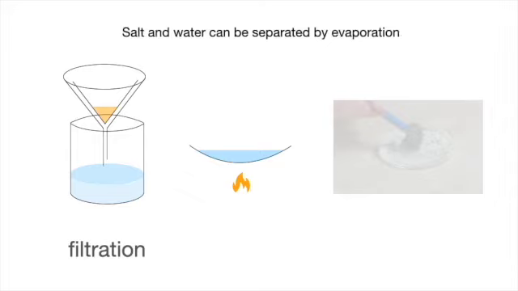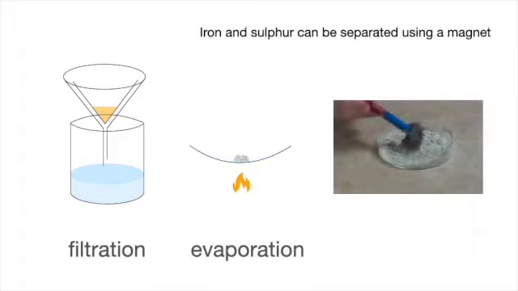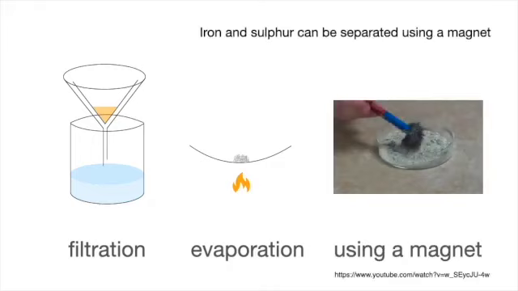Salt water is also a mixture. We can evaporate the water using heat, leaving behind white crystals of salt. A mixture of iron filings and sulphur powder can be separated using a magnet.